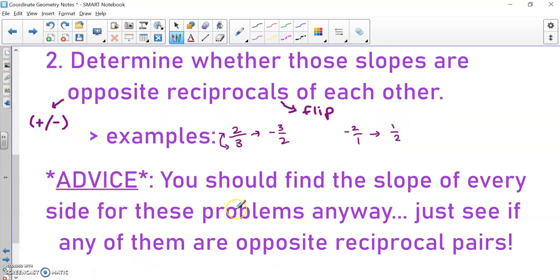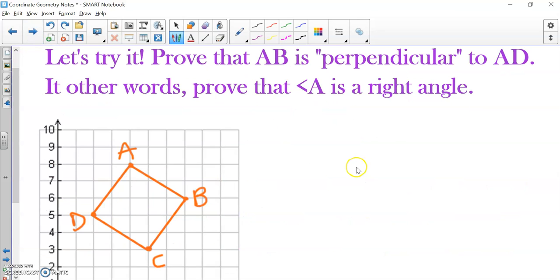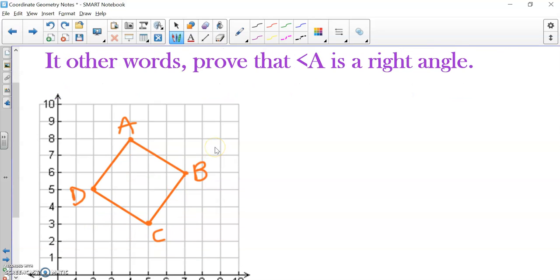So as I said, the main process is just always going to involve finding all the slopes of all the sides of your shape. So it just ends up coming down to identifying whether you can see opposite reciprocal pairs or not. So let's see what this is going to look like. All right, let's say I have this shape and I want to prove that side AB is perpendicular to side AD. So basically I'm trying to prove that this is a right angle. So I need to come up with the evidence. So what I want to do is go ahead and figure out what the slopes are.